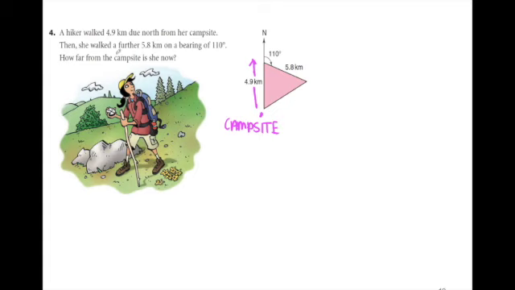Then she walked a further 5.8 kilometers. So you can see the 5.8 kilometers here at a bearing of 110 degrees. So she basically turned around and went back 110 degrees. How far from the campsite is she now? So she would have walked 5.8 kilometers, so she would be here. So now they want us to figure out how far she is from the campsite.